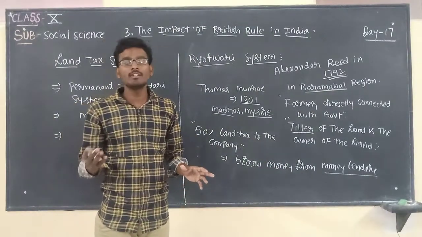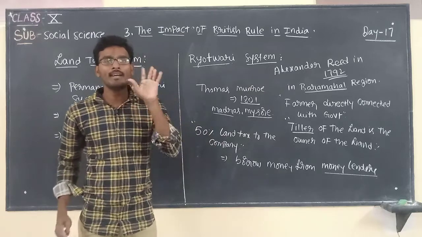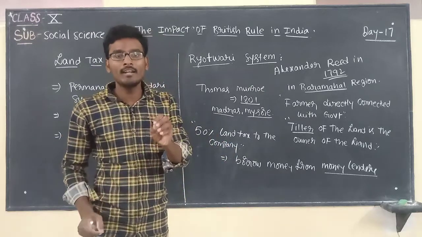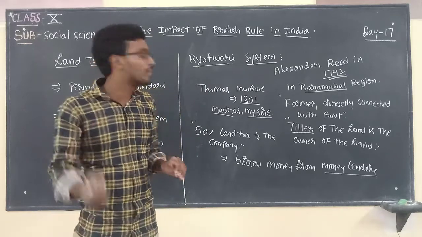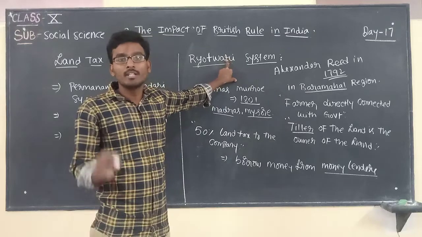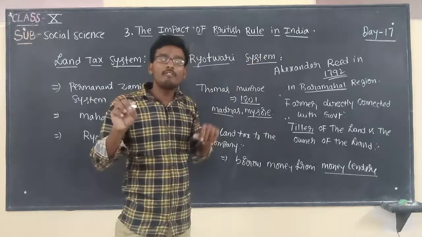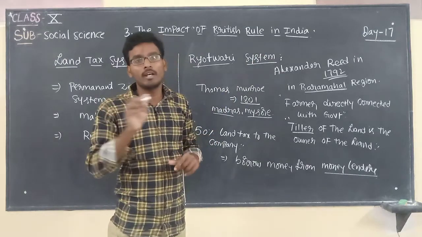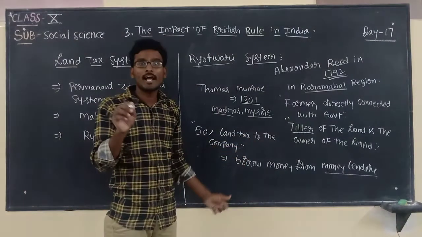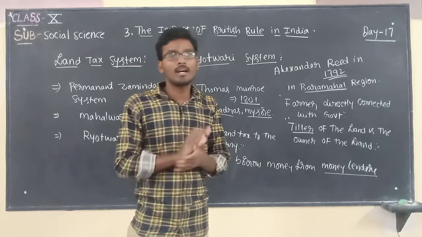Finally, what will happen? The farmers lost their ownership of the land. In this way, the Britishers collected the land tax by implementing what system here? That is the Ryotwari system. Children, by the Ryotwari system, even though a small farmer also became a landowner, they have to pay 50% of the land tax to the company, whether the crops are cultivated or not.